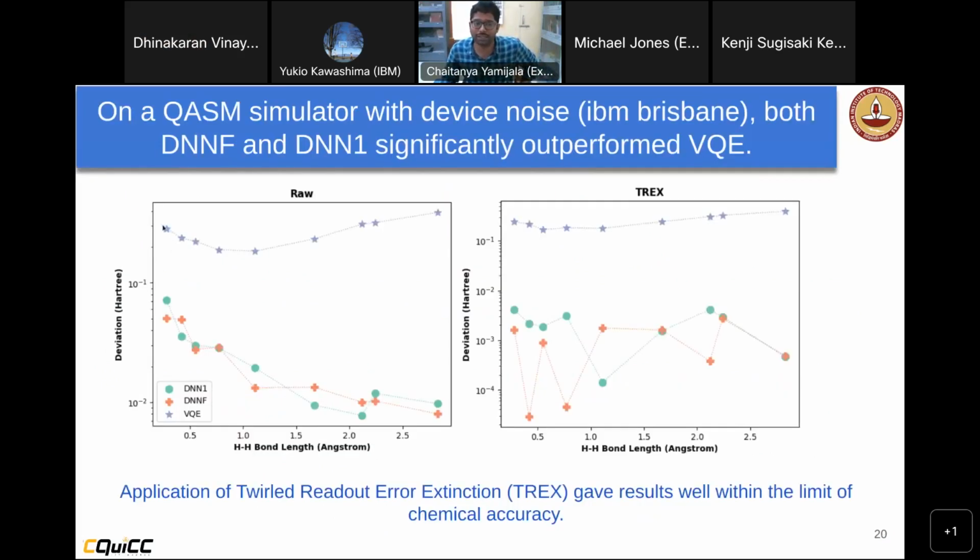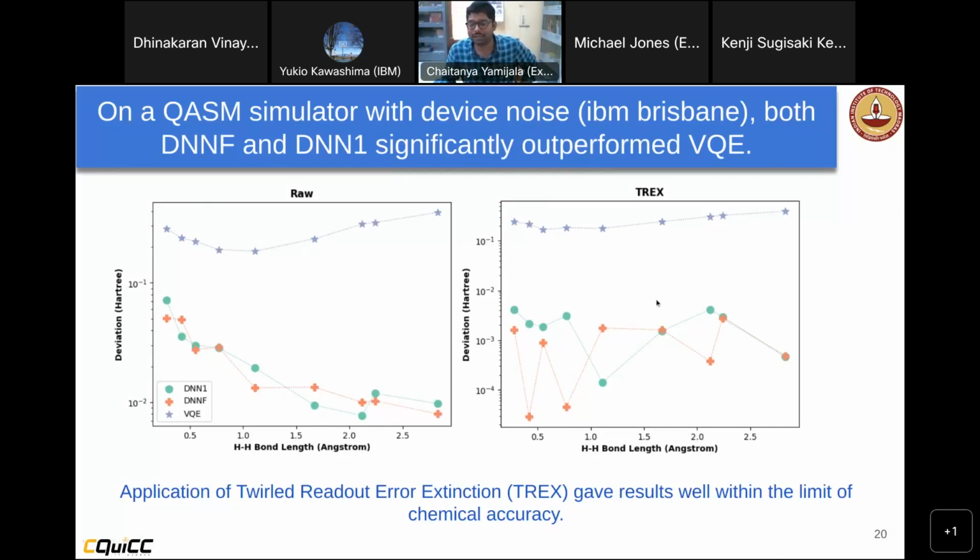So here you can see these are the VQE results, which are way off from the FCI. Whereas for DNN and DNN-F, they are coming close to 10 to the power of -2 order. Okay, and additionally, you can clearly see the difference between DNN1 and VQE results. Clearly, DNN1 or DNN-F are an order of magnitude better. They are predicting the results an order of magnitude better than that of the VQE.